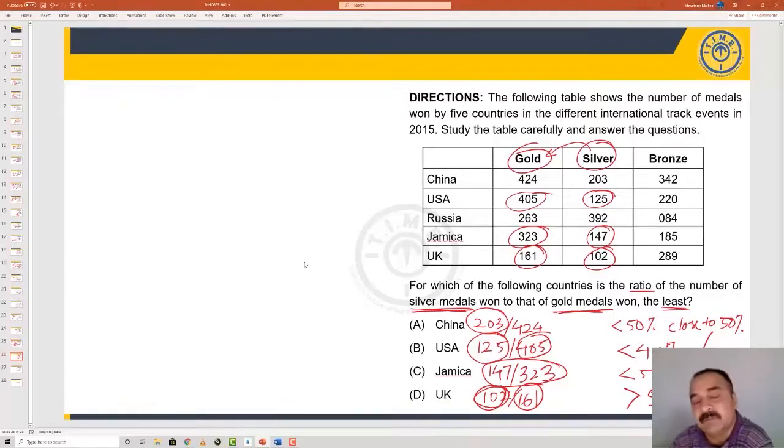What is the question asking us to do? Is it asking us to find the highest ratio or the lowest ratio? The question is, which ratio is the least? Therefore, the answer is USA. There are other values less than 50%, but clearly more than 40%. But in the case of USA, it is further less than 40%.